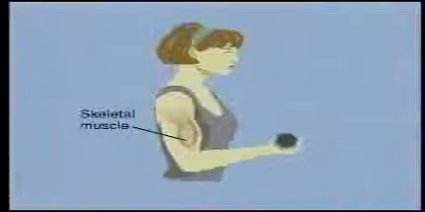Skeletal muscles move bones by contracting. During contraction, the muscle shortens and thickens. When the muscle relaxes, it returns to its normal shape and length.